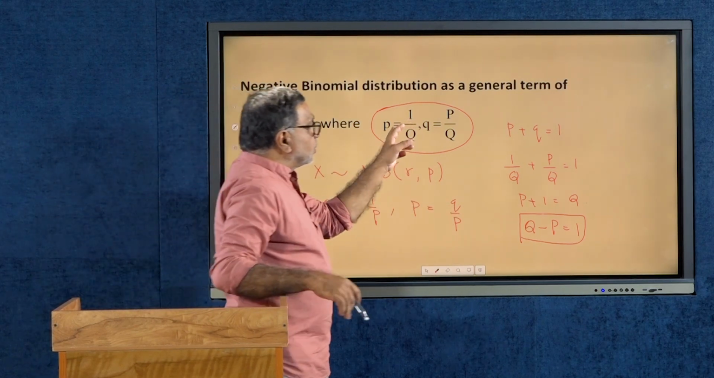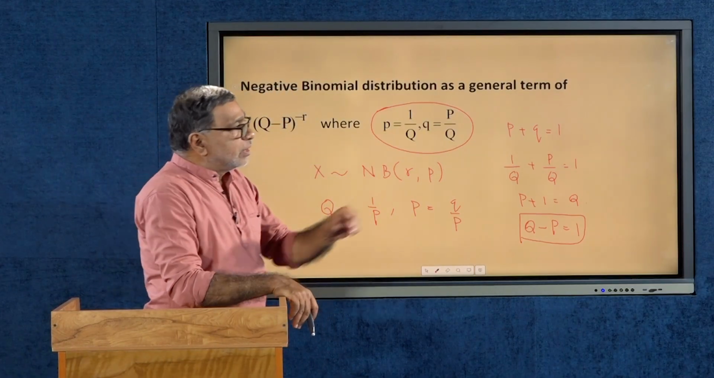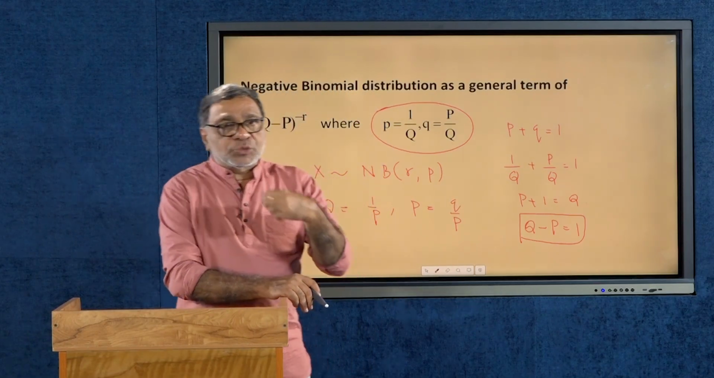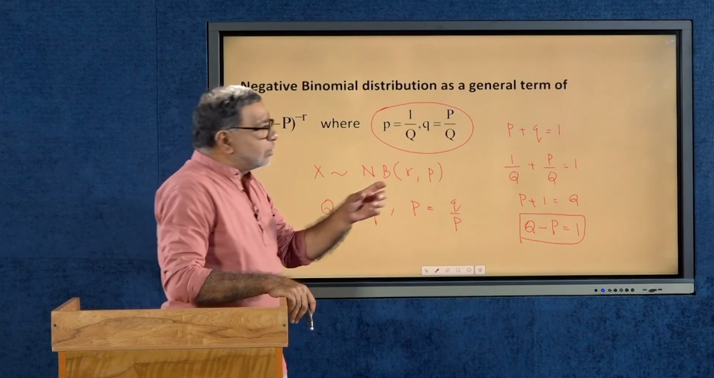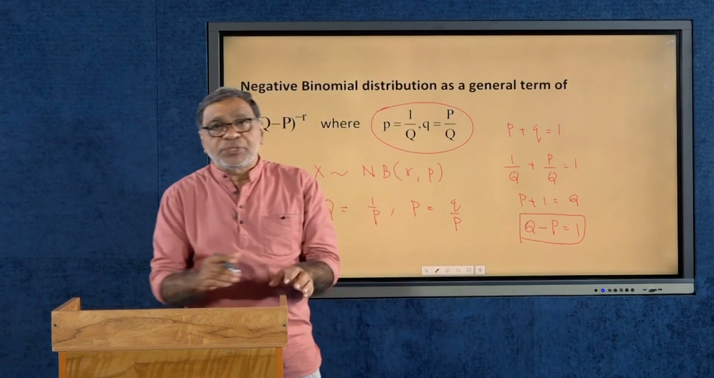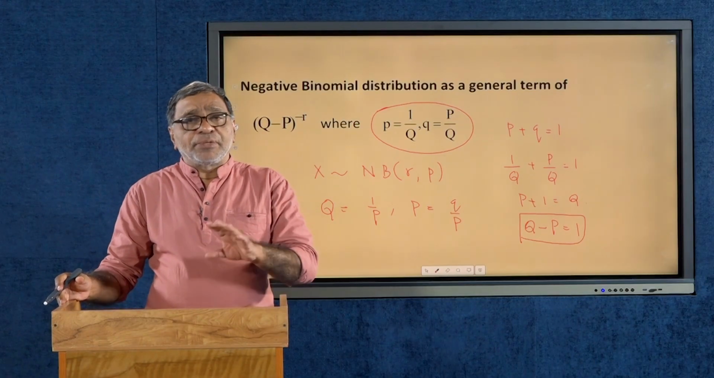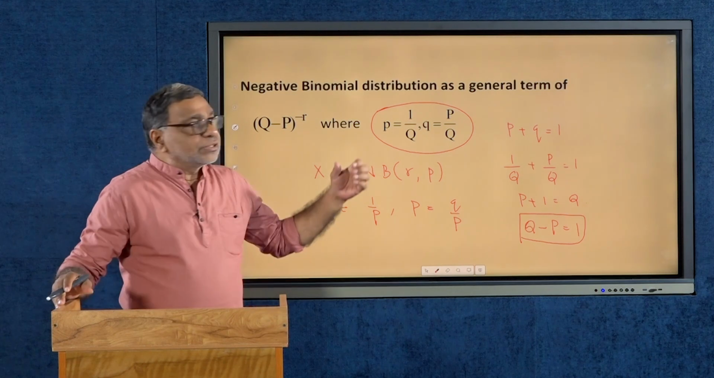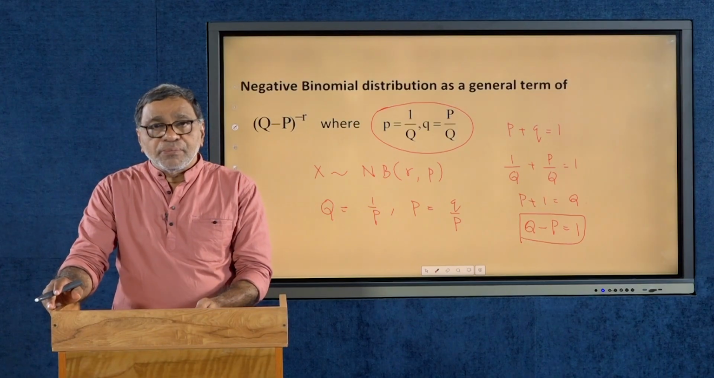Our small letter p and small letter q are probability of getting success and probability of getting failure, and the sum of these two values is equal to 1. Suppose we are representing this small letter p, probability of getting success, and probability of getting failure q, in terms of new quantities Q and P, then Q and P satisfy Q minus P is equal to 1. And is it possible to represent the probability mass function of the negative binomial distribution as a general term of this expansion (Q minus P) power r? That is our problem here.